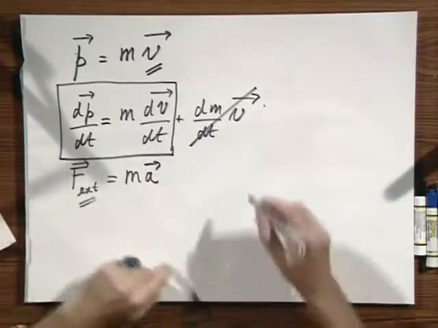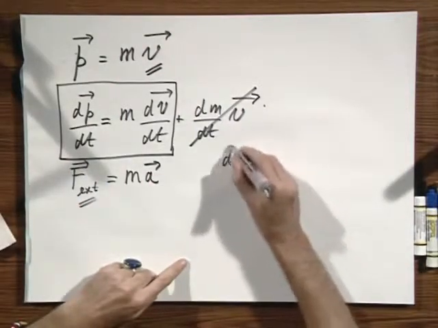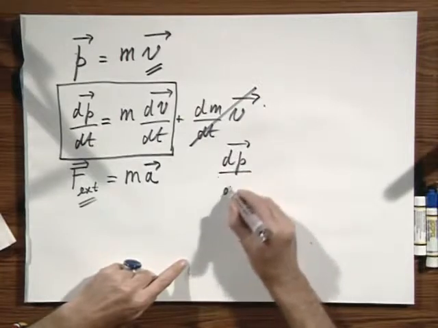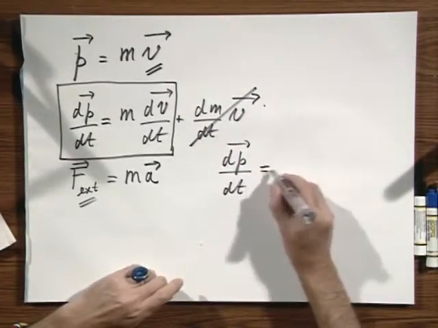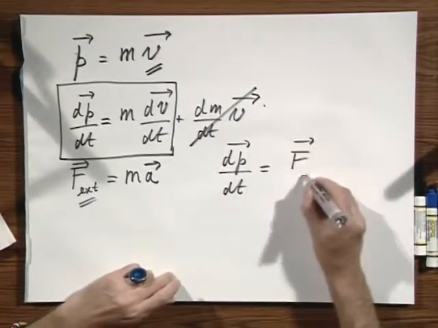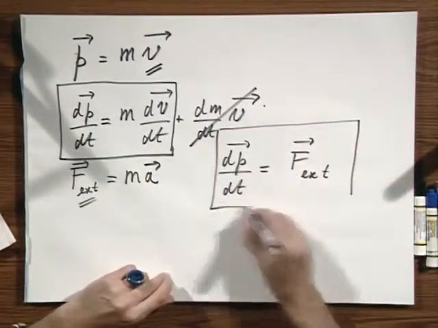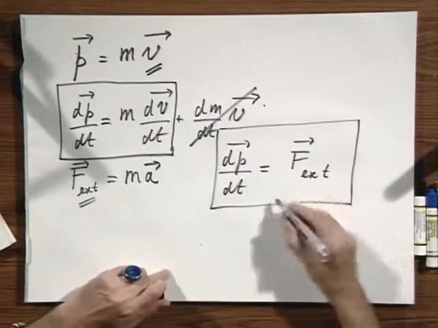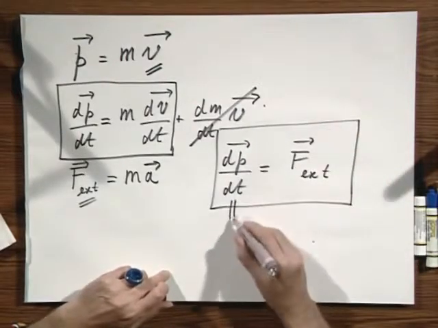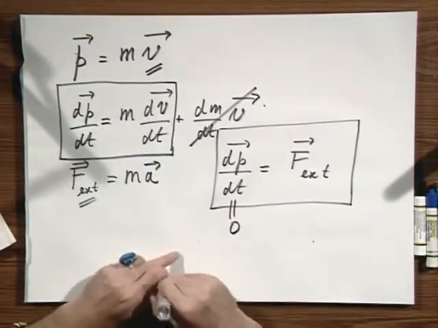And so this tells you immediately that dp/dt, the change in momentum per unit time, equals the force, the external force on the object. And if there is no external force on the object, if this is 0, then dp/dt is 0, and we call that the conservation of momentum. And of course, we use this not in general when we have one object, but when we have more than one, 2 or 3 or 4.